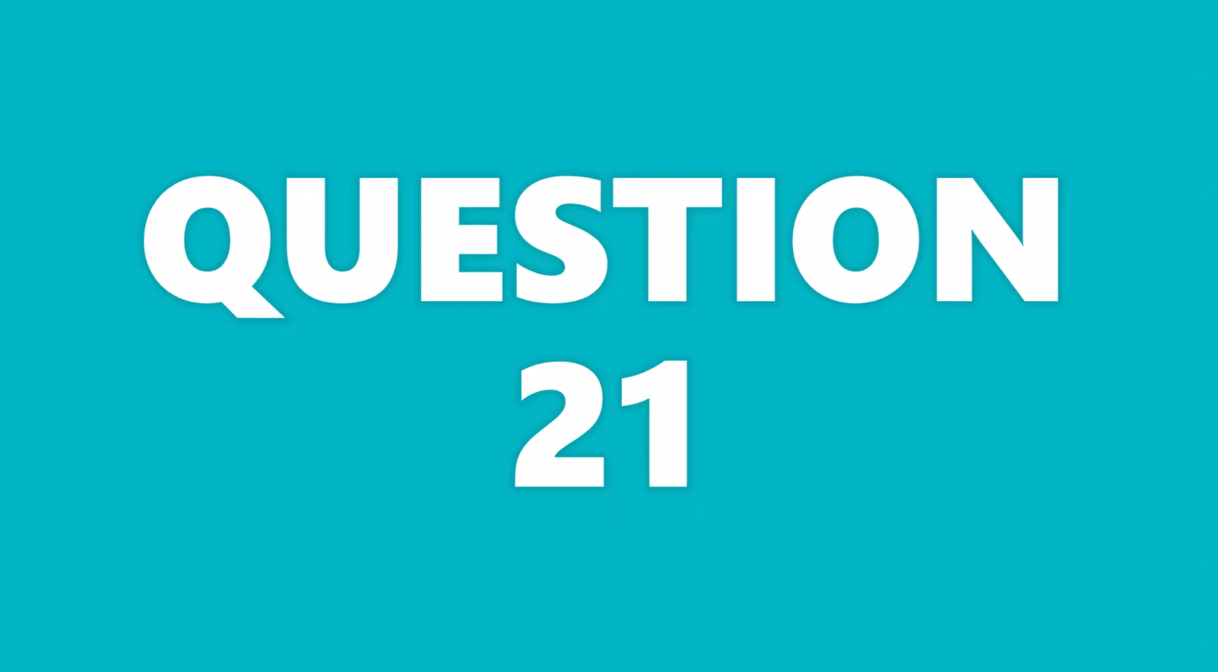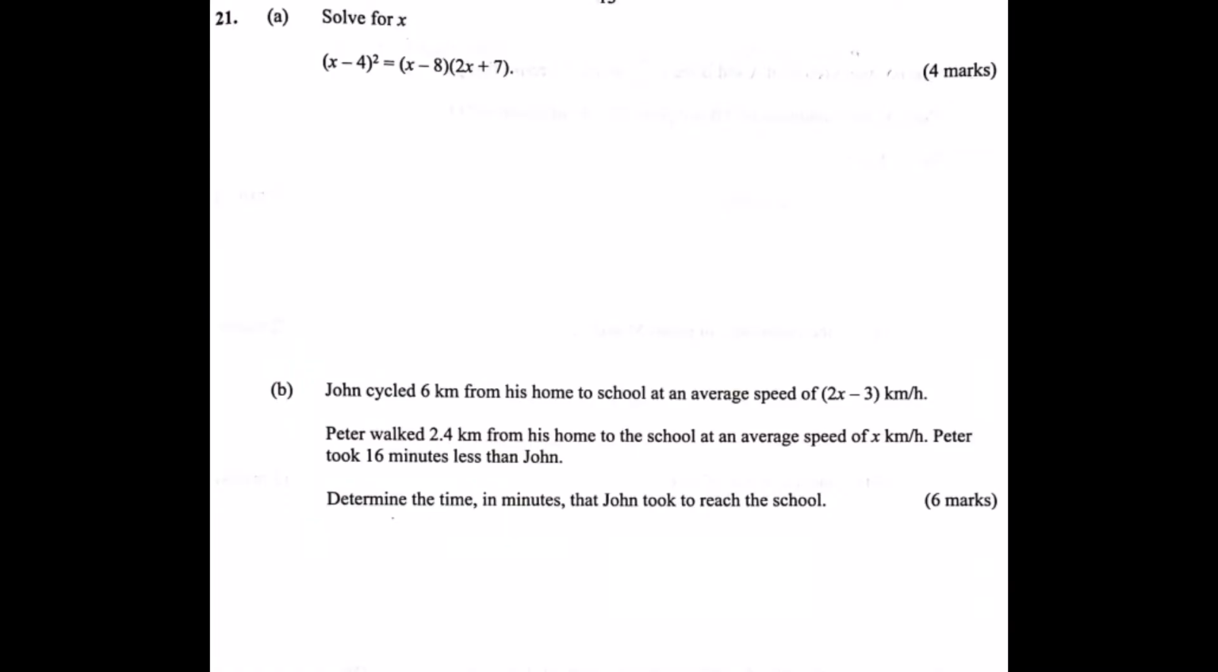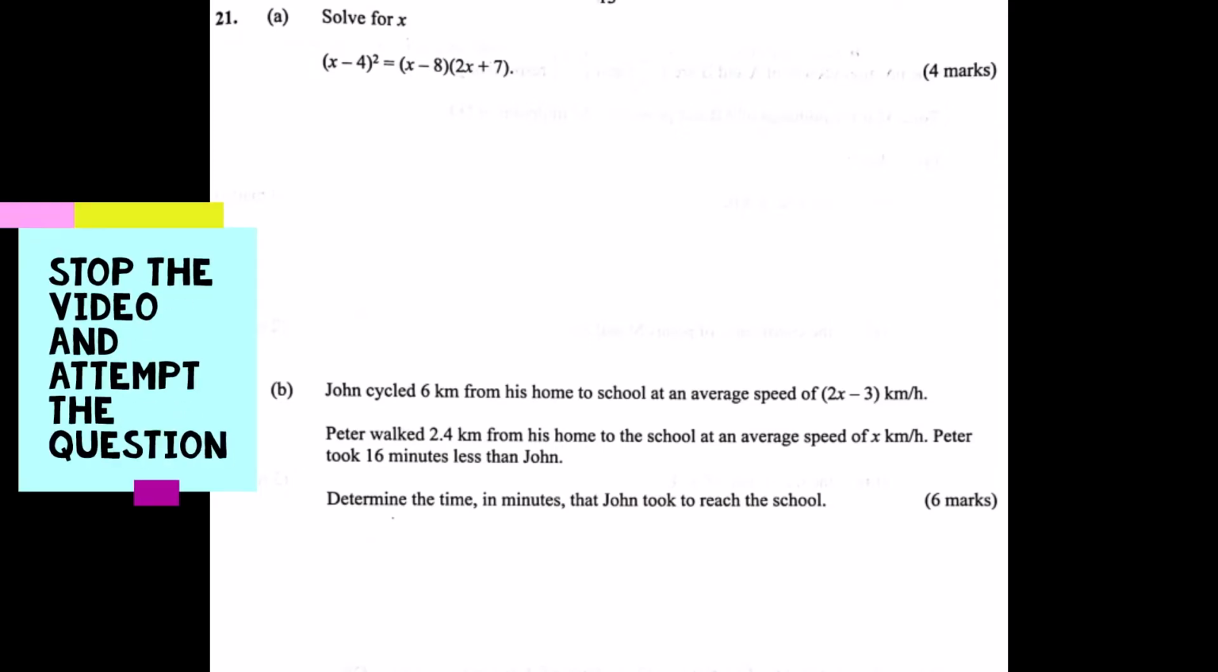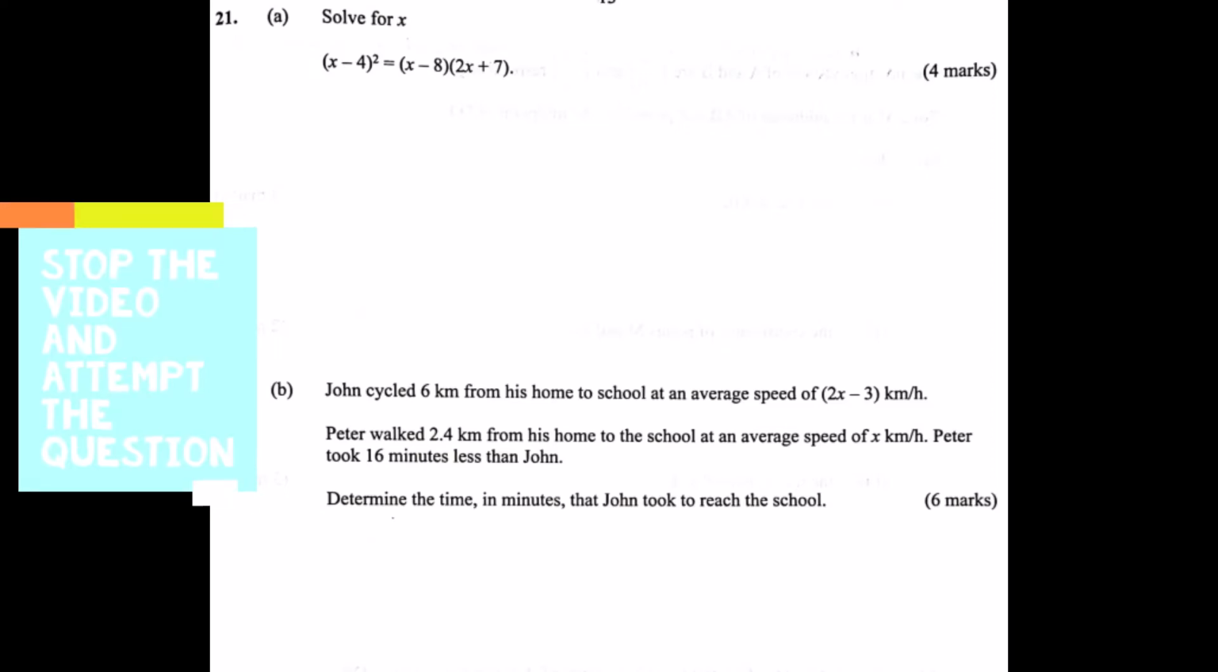Question number 21, you're given a quadratic equation. You're supposed to solve for x. Then part B of question number 21, application of quadratic equation again. You're given that John cycled 6 kilometers using average speed of 2x minus 3. Then you have Peter, who walked 2.4 kilometers at an average speed of x kilometers per hour. Then you're given that Peter took 16 minutes less than John. So determine the time in minutes that John took to reach the school. That is question number 21.